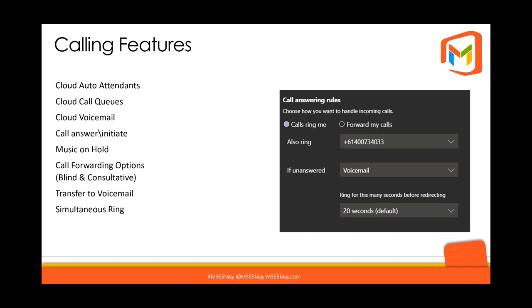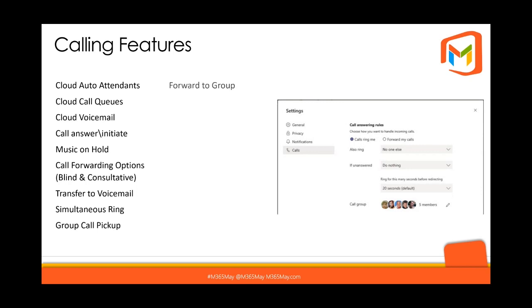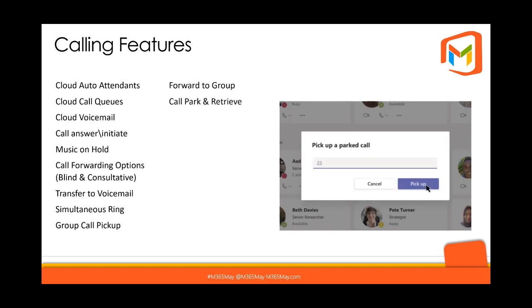Similarly with simultaneous ring, that's something that we had in Skype for Business forever and a day. It's actually been in the Teams client for quite some time now, but simultaneous ring is there. Group call pickup and forward to group. So an alternative to call pickup groups is something called group call pickup in the Microsoft Teams world. So we do have that capability. We can park calls and retrieve calls.